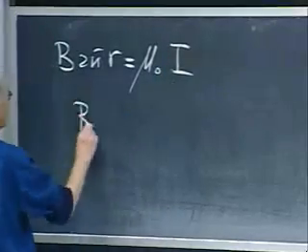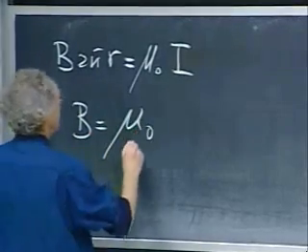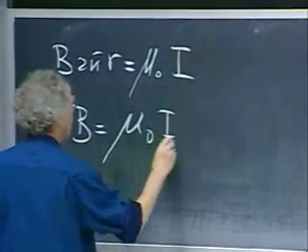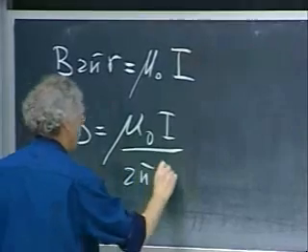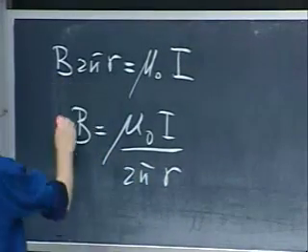And so the magnetic field at that point P1 is mu 0 times I divided by 2 pi r. We've seen this several times before.